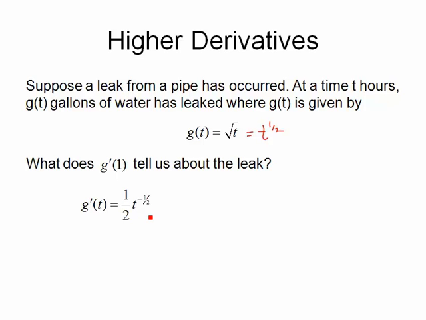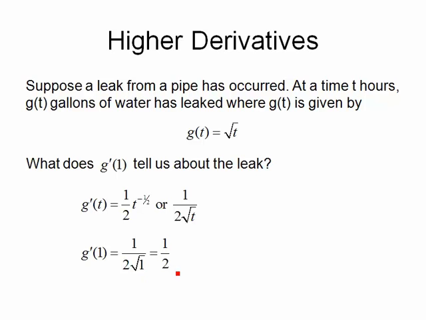Now that I have it in that form, I'm going to go ahead and take the reciprocal, because that's what that negative power tells me to do, and then convert it back to a square root. So that leaves me with 1 divided by 2 square root of t. Now it's a lot easier to plug in t equals 1. G prime of 1 is equal to 1 divided by 2 square root of 1, which is equal to 1/2.